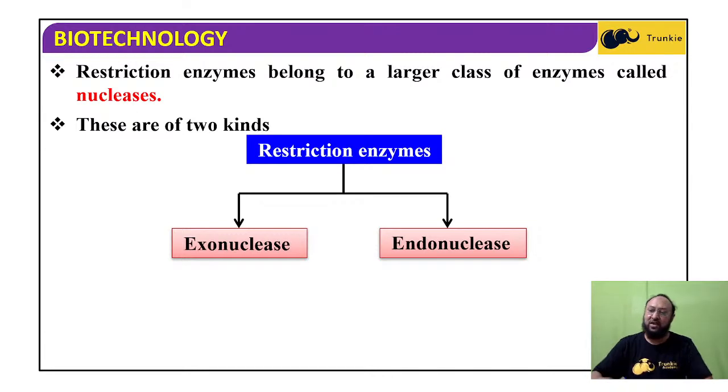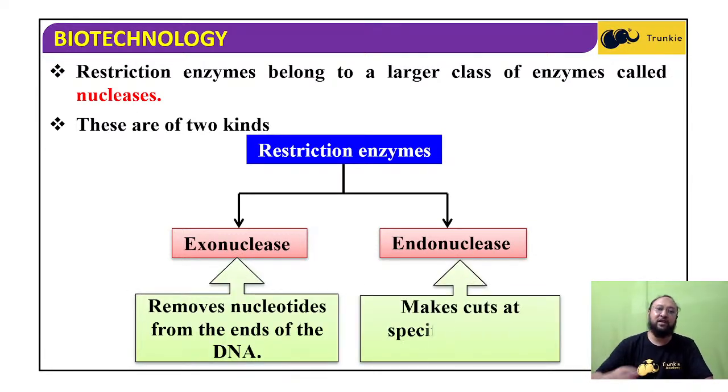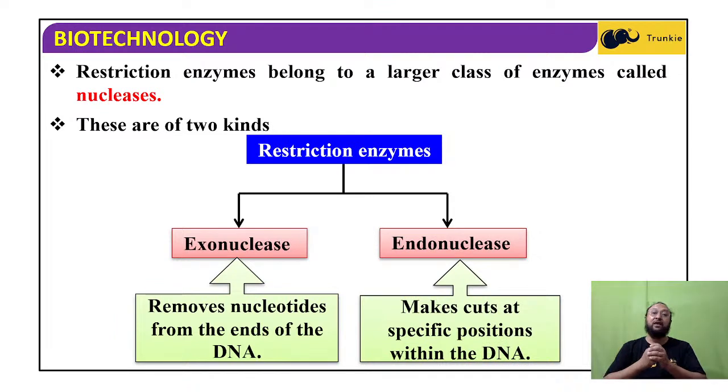Exonuclease means it removes nucleotides from the ends of the DNA, like when we chew sugar cane from one end to drink its juice. So exonuclease cuts in the terminal region, and endonuclease cuts somewhere in the middle, recognizing a site and then cutting into fragments. That is the difference between exonuclease and endonuclease.